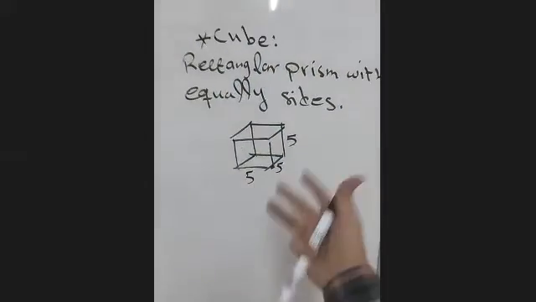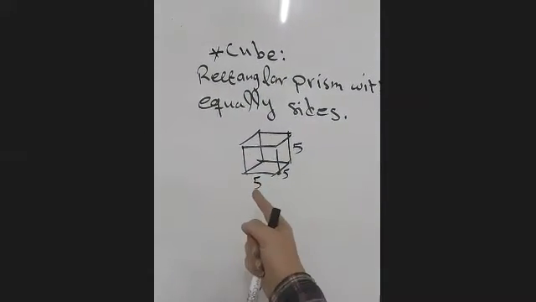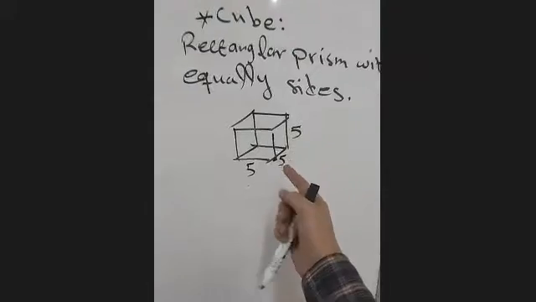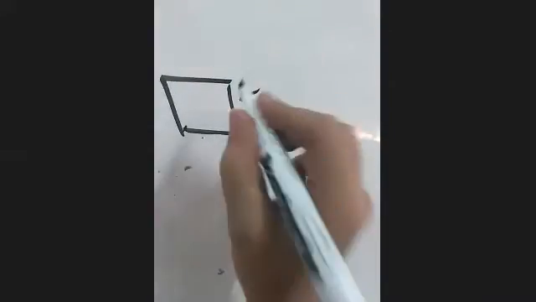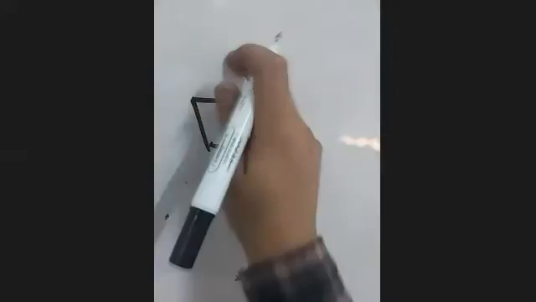Now, we know how to find the volume. We multiply the length by the width by the height. Like the square, guys. Remember the square? We don't say length by width. They are the same. We say what? S squared.